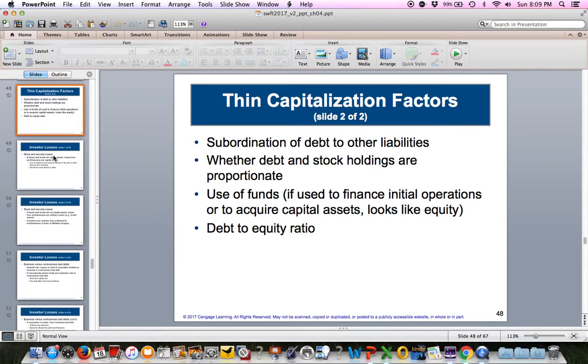Is the debt subordinated to other liabilities? Are debt and stock holdings proportionate? In other words, you have a whole bunch of one versus the other. Use of funds: if used to finance initial operations or to acquire capital assets, it looks like equity. And then the debt to equity ratio, because clearly to be a corporation you have to issue stock, right? I mean, you can't be a corporation without having stock issued.